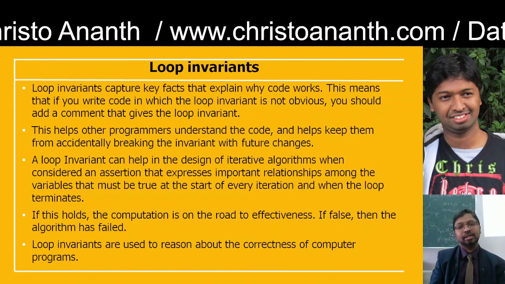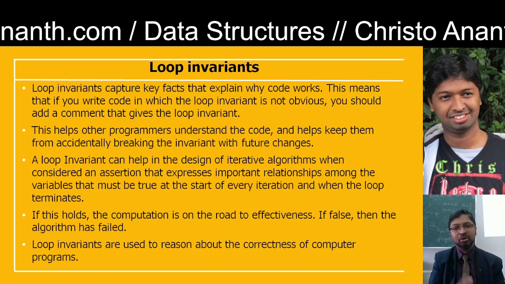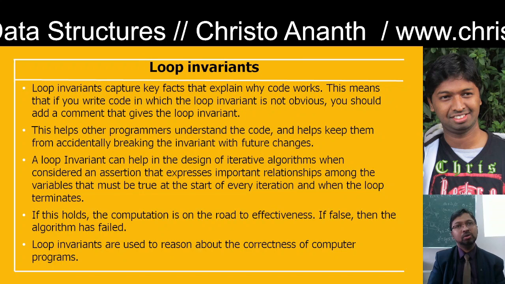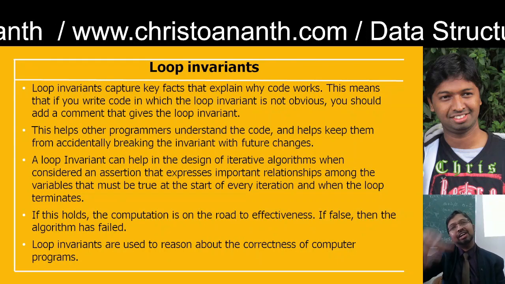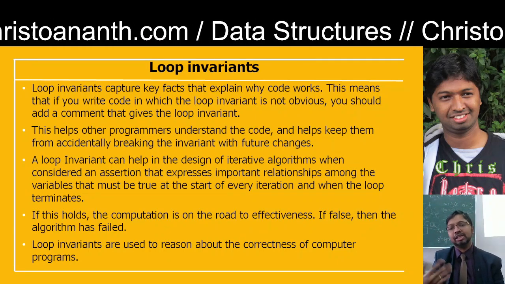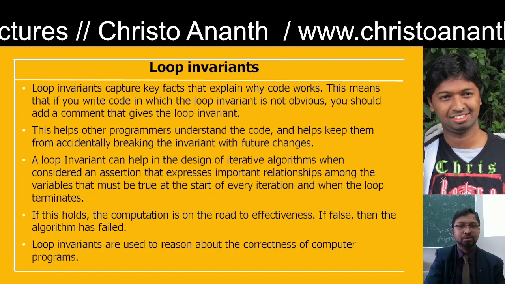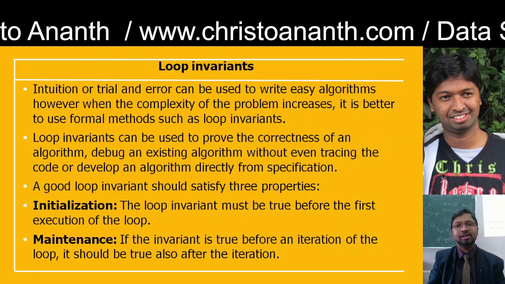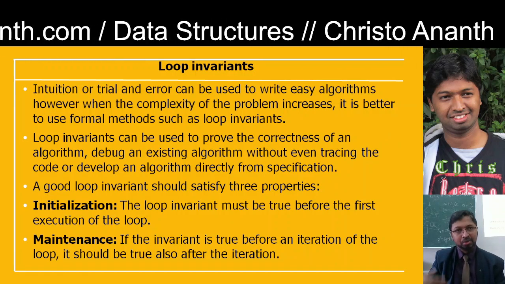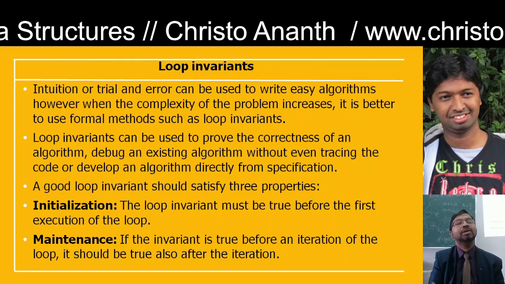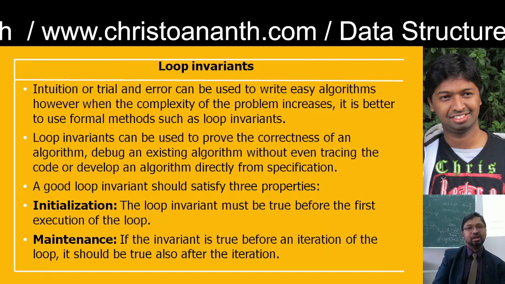You can consider assertion characteristics as well, and how you try to establish the relationships among the variables. If this is holding true, then the computation will definitely be effective. If it is false, the algorithm has failed. Loop invariants generally are the best way to understand the effectiveness of a given computer program. Through trial and error you can track particular algorithms, and even when the complexity of the problem or program increases, you can have loop invariants. That's how you can include the formal method of increasing efficiency.